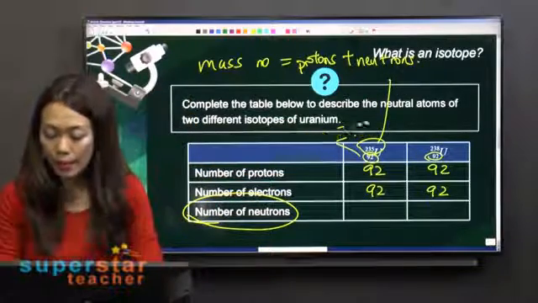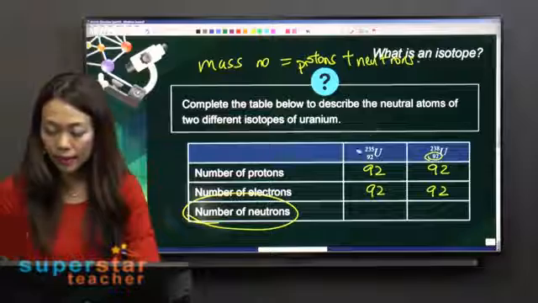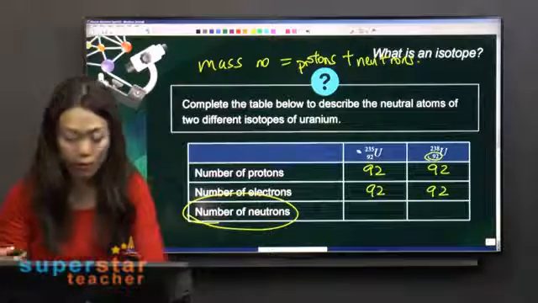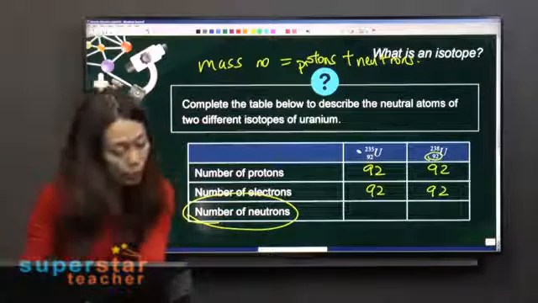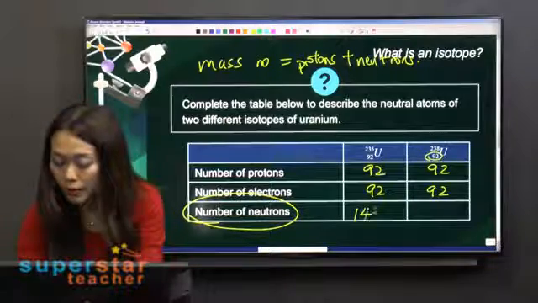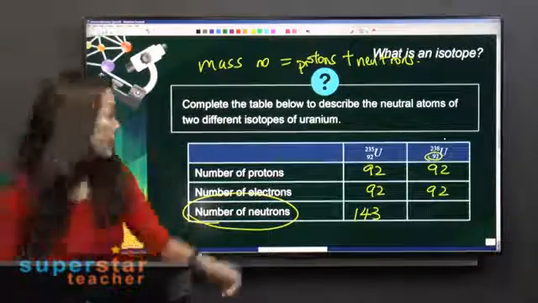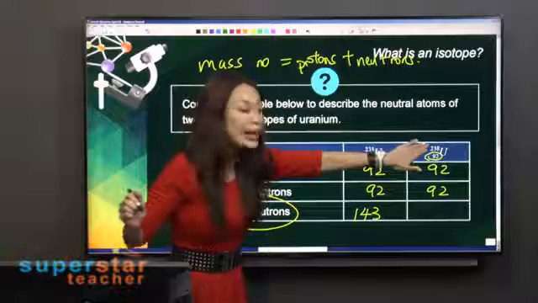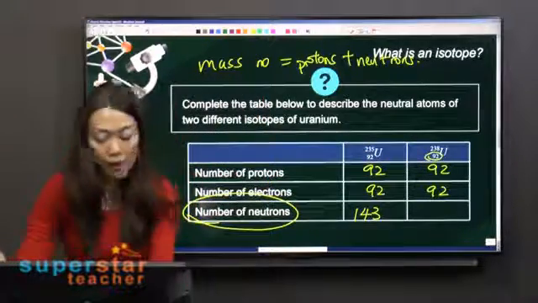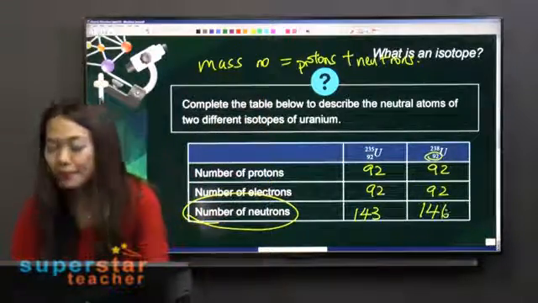Okay, let me clean this away so you can see it clearer. Alright, so that will give you 235 minus 92. I will have 143 here. And similarly for this part here, also 238 minus 92. And that will give me 146.